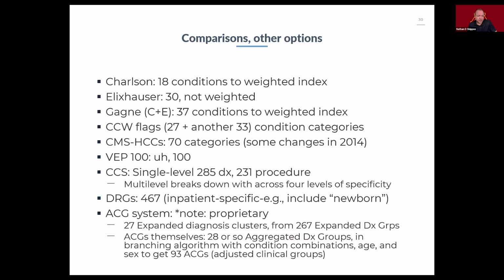We have diagnosis related groups used for inpatient specific risk adjustment by CMS, where we've got a number of different things in the creation of that. But you've got, say, 467 categories that you might pull from there. And again, those are inpatient specific, so they include things like newborn and so on, which may be less likely to show up in the Medicare data. And then we got just an example of one. There are a number of these.